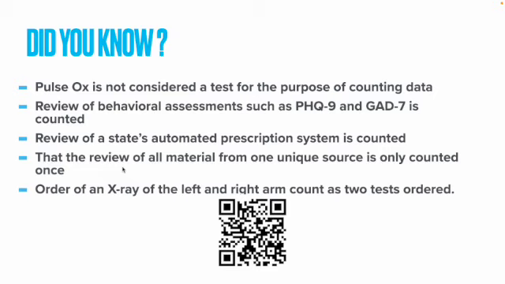And then the last one was, did you know that an order of an x-ray of the left and right arm is counted as two tests, that you ordered two tests that the provider did? And I will tell you where this came from. These are from a MAC. I actually went out and looked at the frequently asked questions for Noridian. Noridian may not be your MAC, so you may want to double check with your MAC, but it was interesting to see how a Medicare carrier actually looked at some of these things. So most of this came from here.